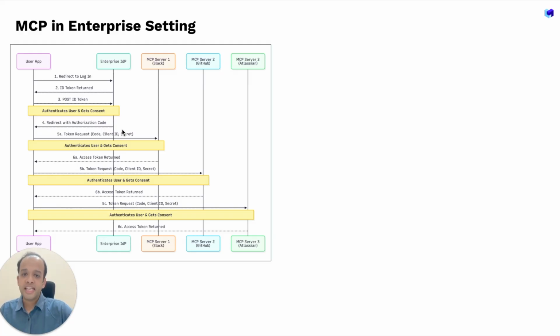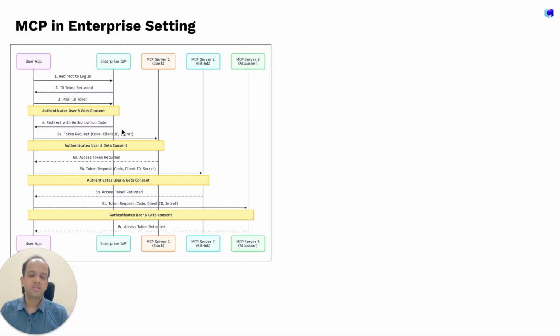Then when the enterprise IDP sees that ID token, it authenticates the user, obviously trying to get the user's consent as part of the authorization, and redirects with the authorization code, and the user is then basically logged in. Now, if that user app, let's take the example of Cursor, wants to access, let's say, an MCP server Slack, it again tries to get consent from the user: do you want to authorize this application to access your Slack data? Similarly, the user gives the consent again, and the access token is returned. And then obviously the MCP resource request can occur after that.